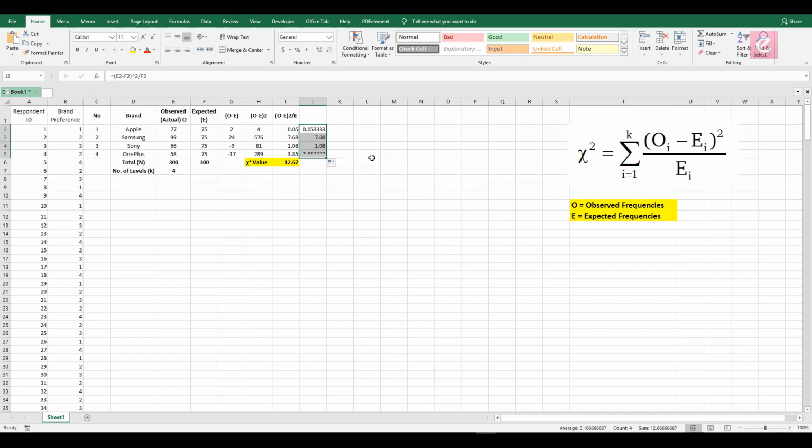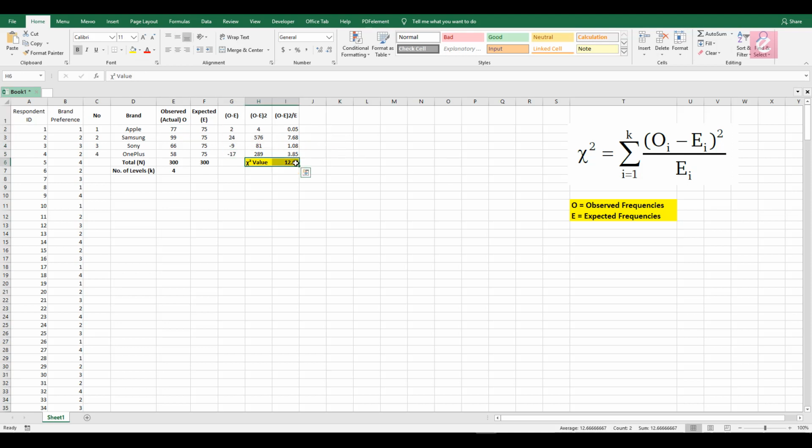Drag it down, reduce the decimal places to 2. Now see, the two columns are the same. So this equation we can apply directly. You can avoid the creation of all the columns.